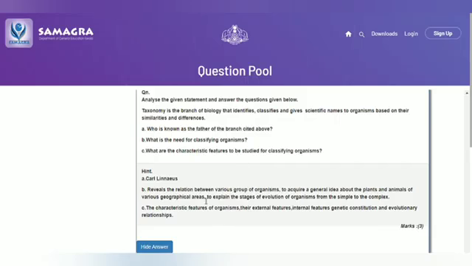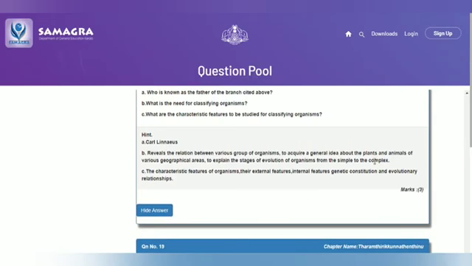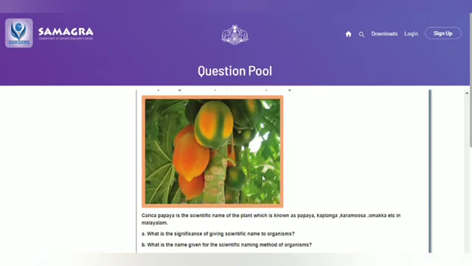It reveals the relation between various groups of organisms, to acquire a general idea about the plants and animals of various geographical areas, and to explain the stages of evolution of organisms from the simple to the complex. Third one, what are the characteristic features to be studied? Characteristic features of organisms: external features, internal features, genetic constitution, and evolutionary relationship.